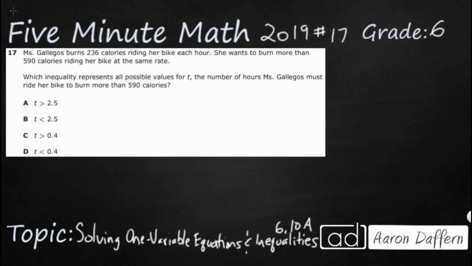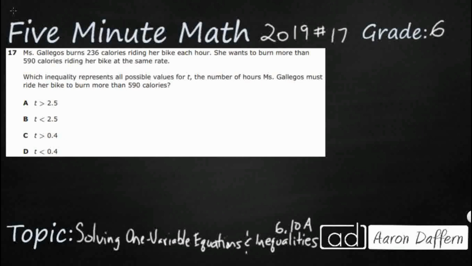Today we are looking at the 6th grade concept of solving one variable, one-step equations and inequalities. This is 6.10a in the great state of Texas, and we are using item number 17 off the 2019 released STAAR test. If you have not done so already, please go ahead and take a moment to pause the video, work this problem out on your own, unpause it, and then we will look at our answers together.